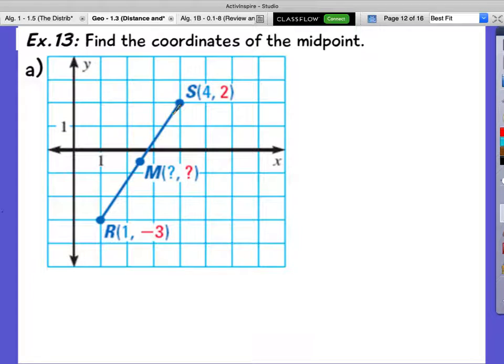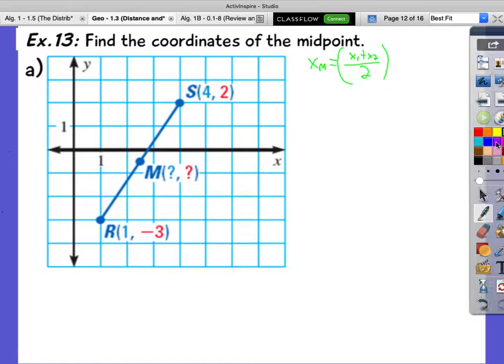According to our formula, for the x coordinate, I'm going to call it x sub m for x sub midpoint, just like x sub 1, x sub 2. x sub m is equal to x sub 1 plus x sub 2 over 2. That's really the same thing our midpoint formula said. I just broke it down into the x coordinate only.